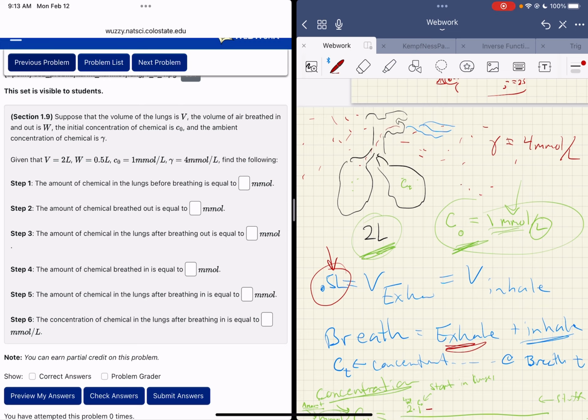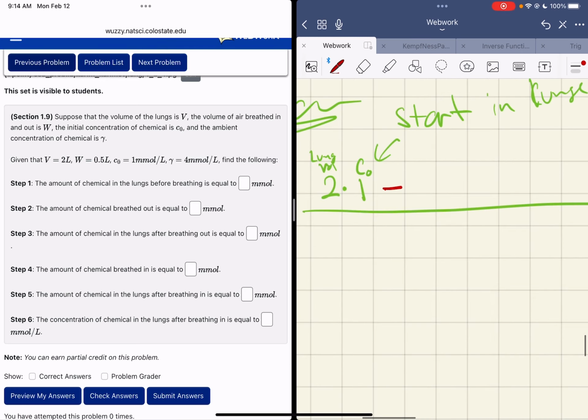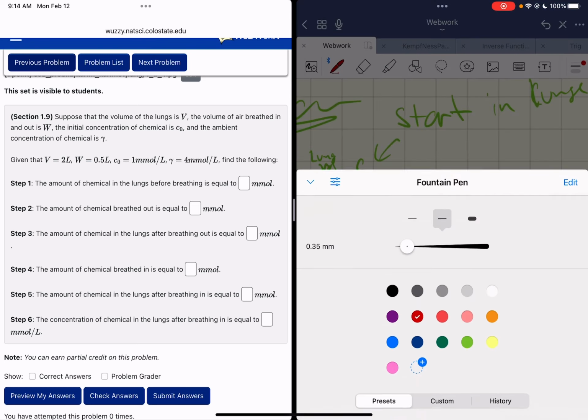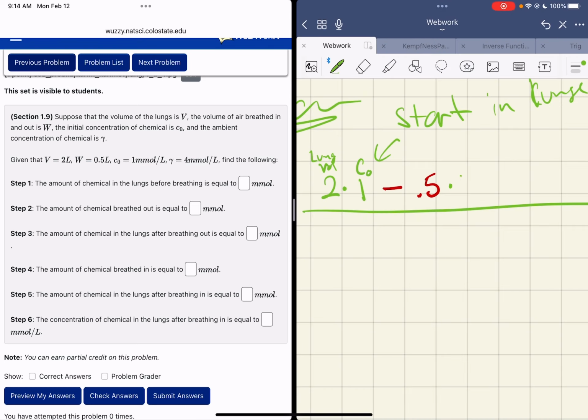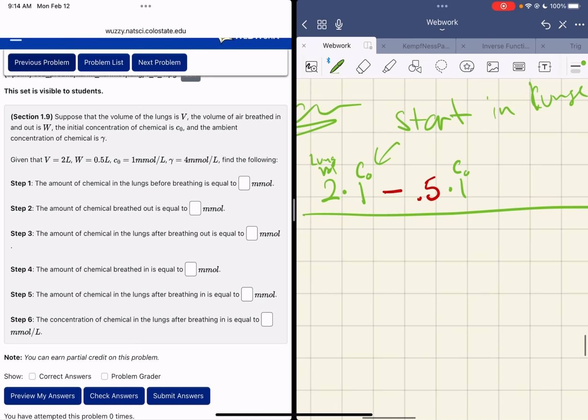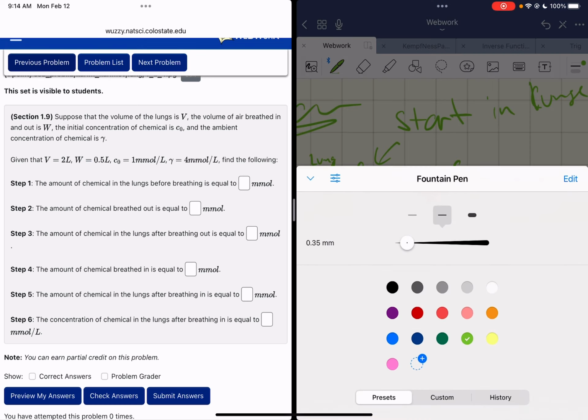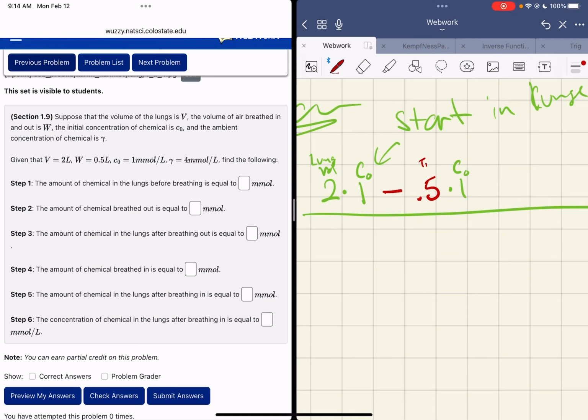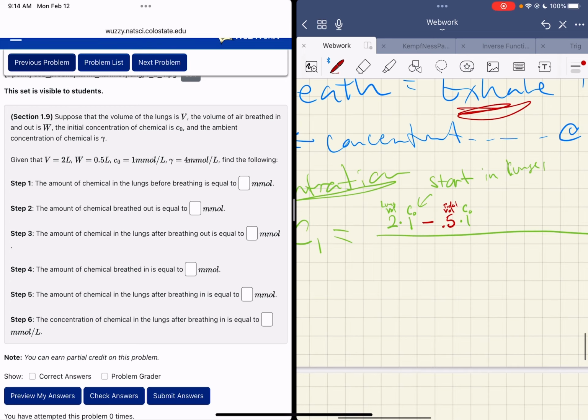So that means the concentration of the source is my C sub 0 in this case, because no breaths have happened yet. So I do 0.5 times 1 millimole when I exhale my 1/2 liter. This is still C0, and this was my tidal volume. That's the volume that you exhale and inhale.